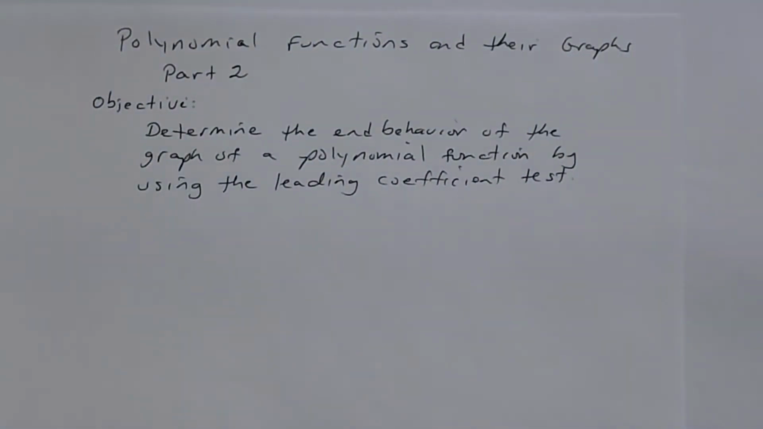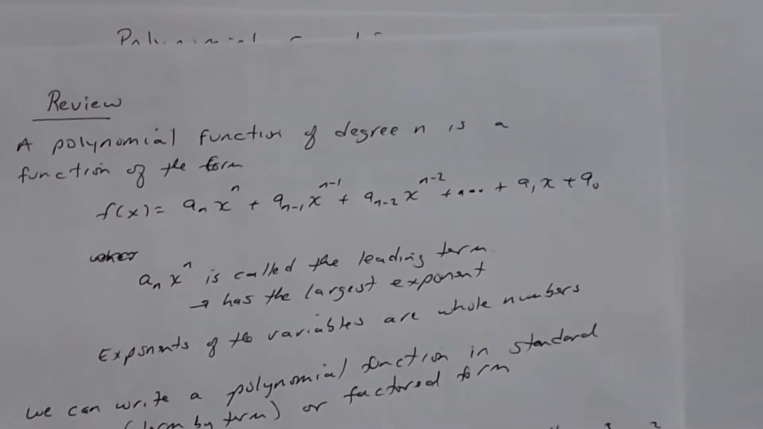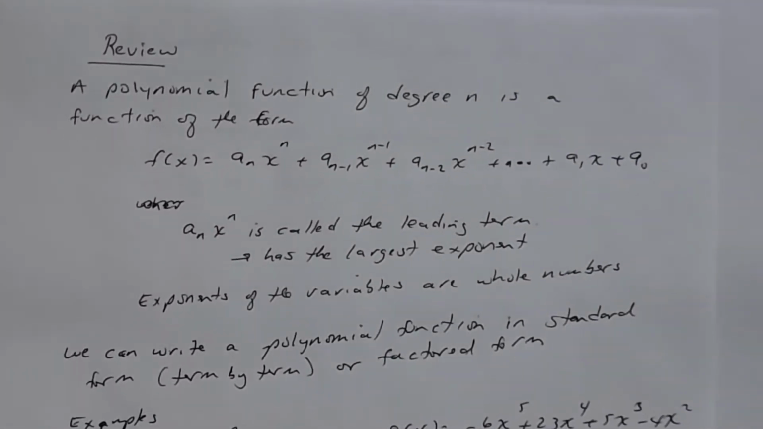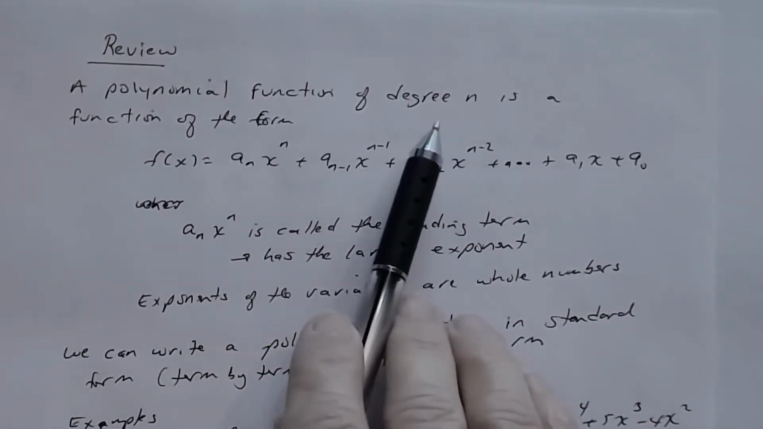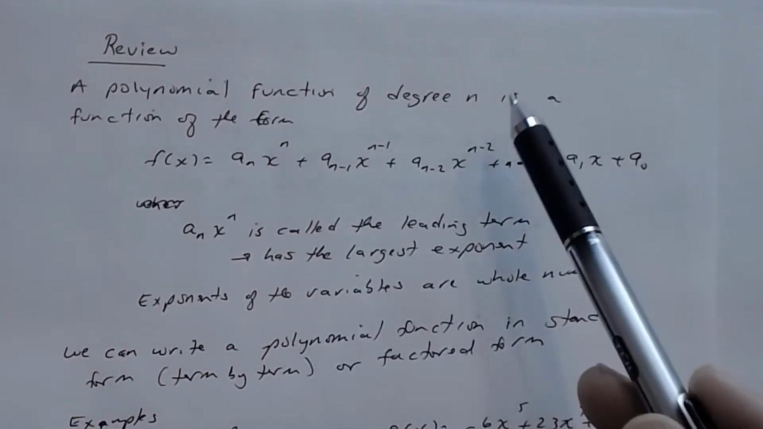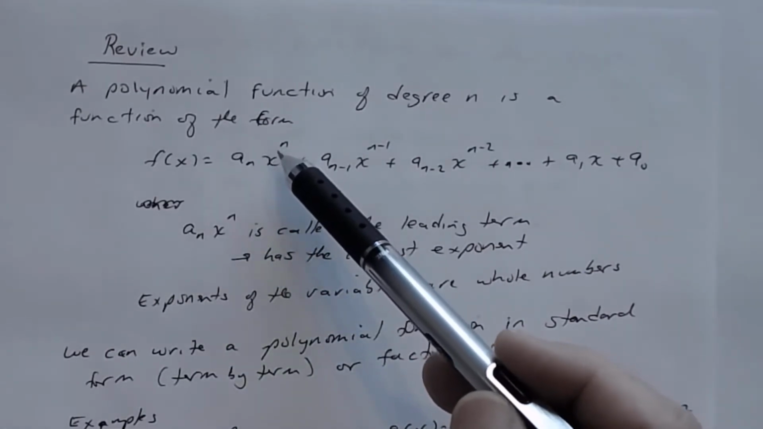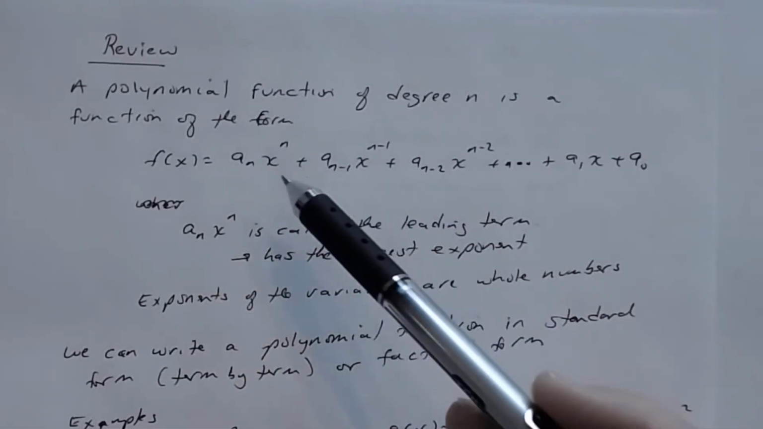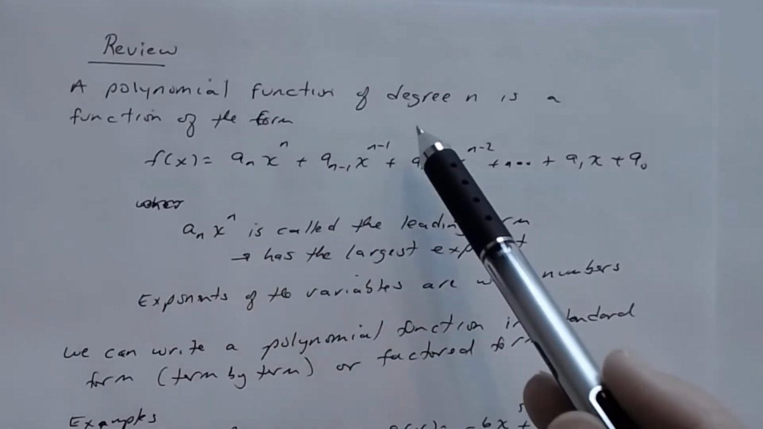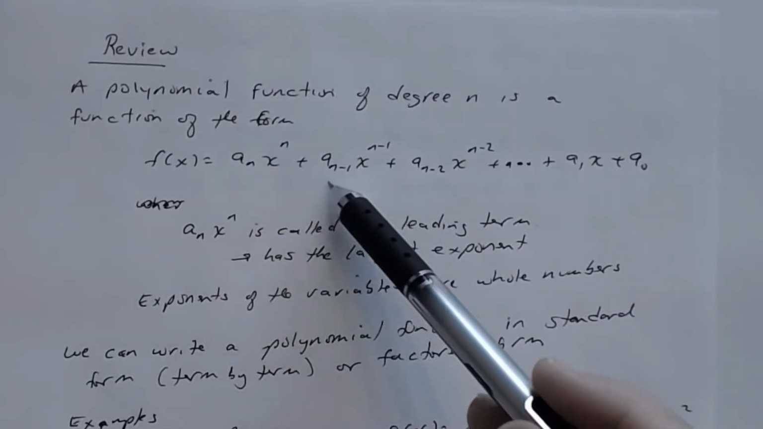Now, before we go on, let's review real quick from part 1 what a polynomial function is. So recall that a polynomial function has degree, and the degree is the largest exponent of the variable that you would see. And so a polynomial function of degree n is given by this expression.